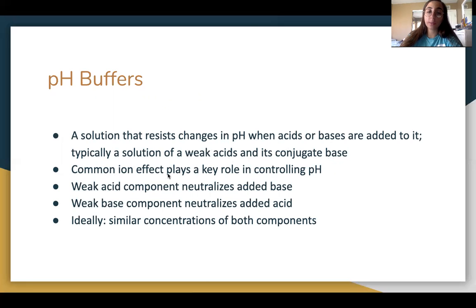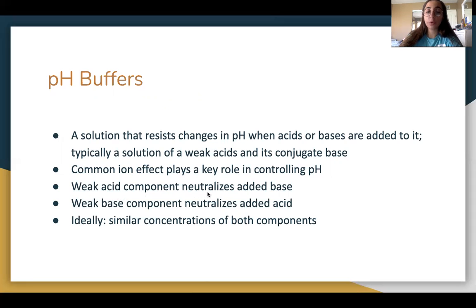Common ion effect plays a key role in controlling pH. Again, when we mentioned that at the beginning of the slides, that means you are tricking the solution by adding a compound or an ion that's similar to the one in the product in order to tell the system that we have enough and you shouldn't be working, you should be going in reverse direction.